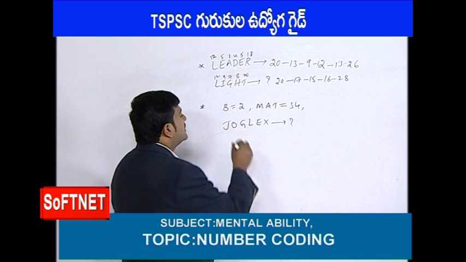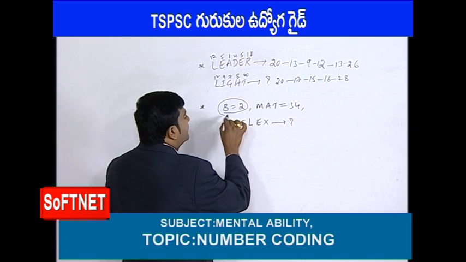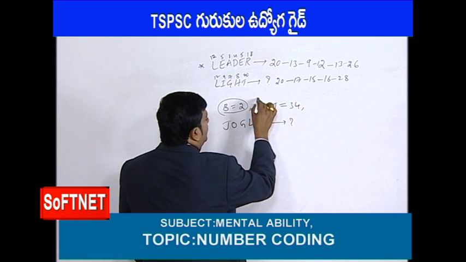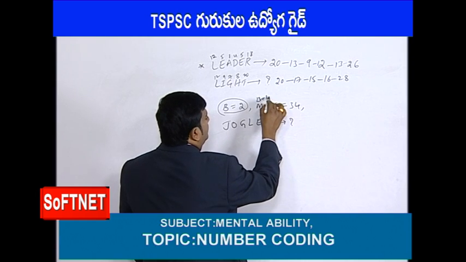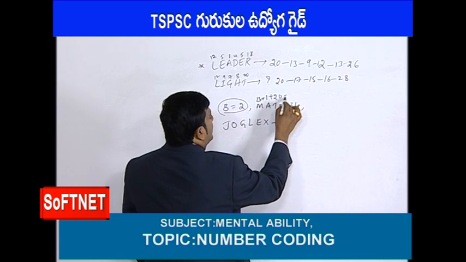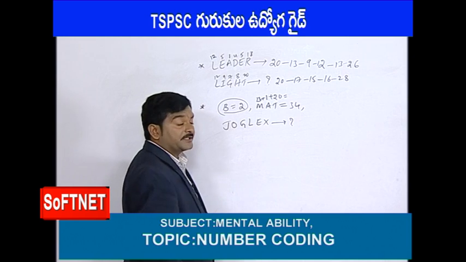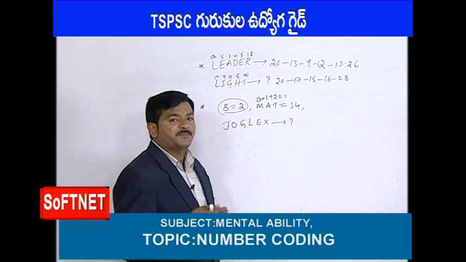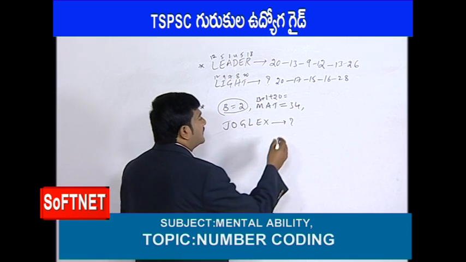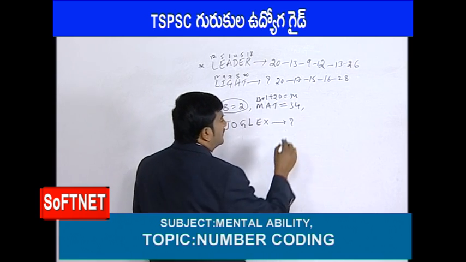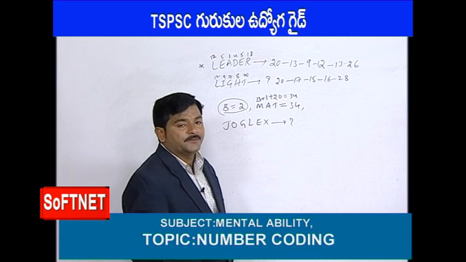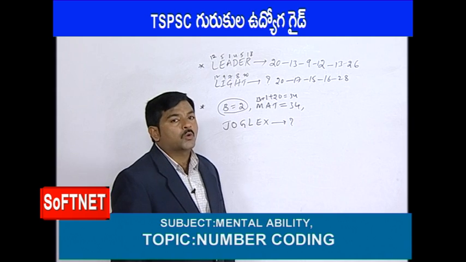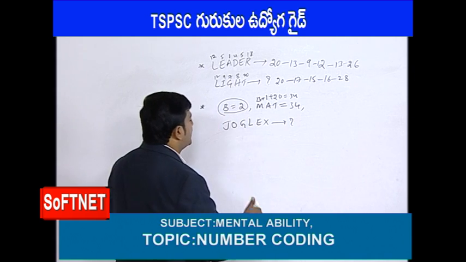Okay, see, by observation, simply we can say B means what here? 2. Okay, he assigned 2 for this B. What about MAT? M means everybody know 13. A means 1. T means 20. Add all these numbers. Are we getting 34? Yes. 13 plus 1, 14. 14 plus 20, I am getting 34. Hence, what does it mean? Corresponding numbers తీసుకొని ఆ numbers-ని add చేయడం ద్వారా we are getting the coded word. Okay, so apply same concept here.